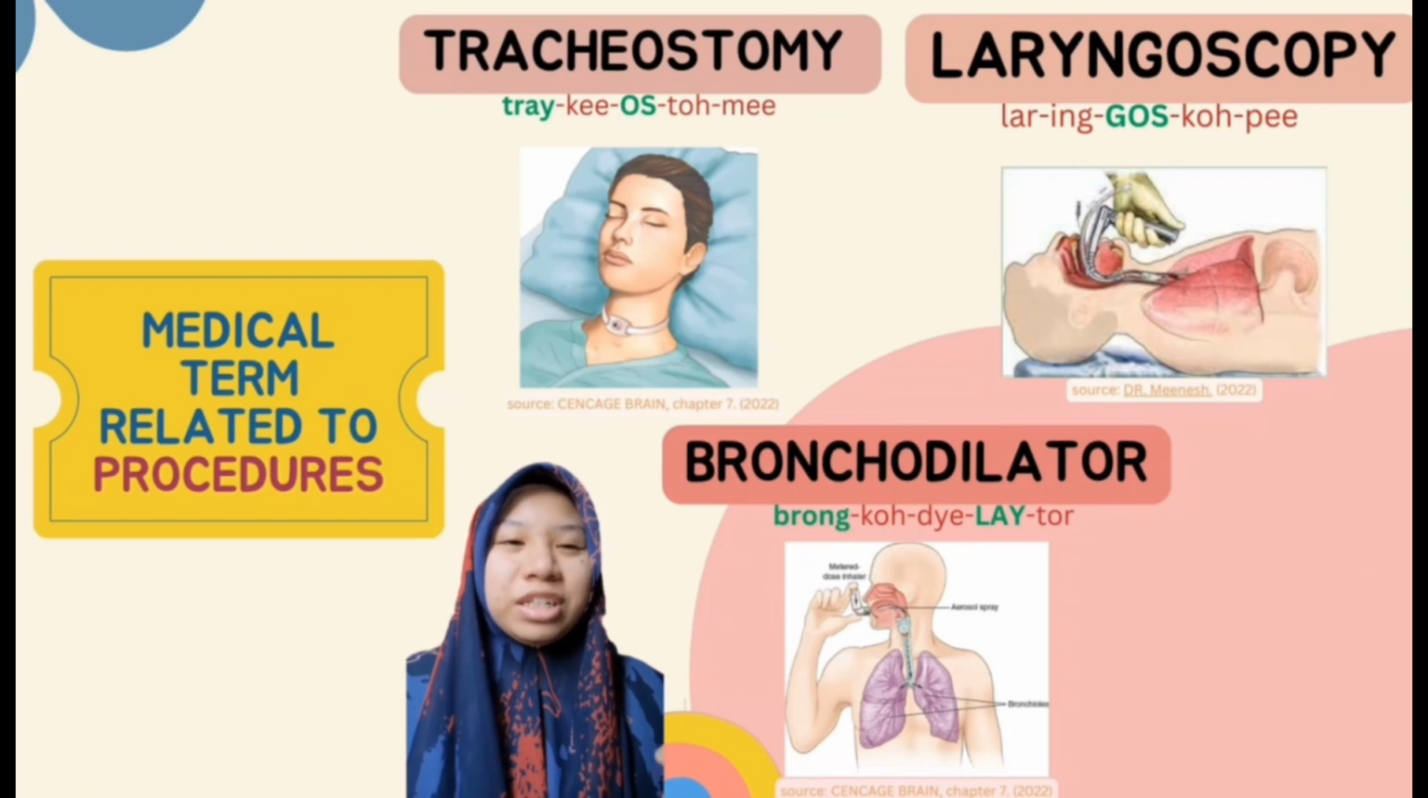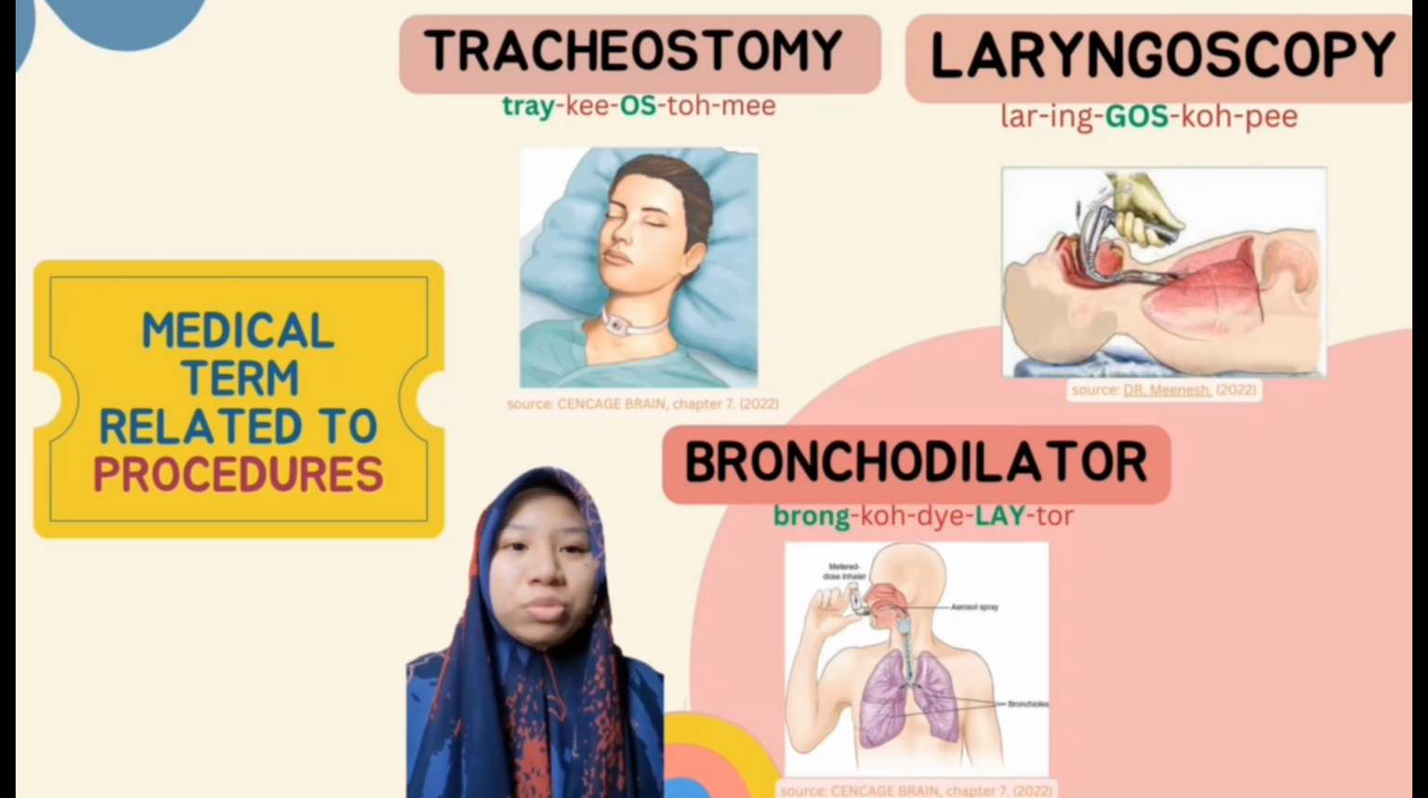In medical terms related to procedures, there is tracheostomy. Tracheostomy is the surgical creation of a stoma into the trachea below the vocal cords to insert a temporary or permanent tube to facilitate breathing. Next is laryngoscopy. It's the visual examination of the larynx and vocal cords using a flexible or rigid laryngoscope inserted through the mouth. And lastly is the bronchodilator. It's an inhaled medication that relaxes and expands the bronchial passages into the lungs.